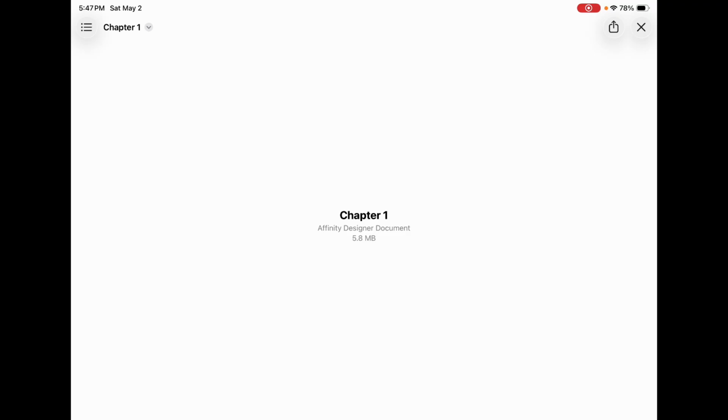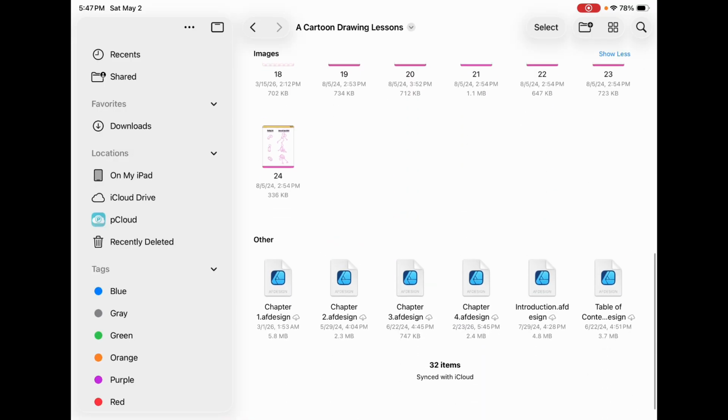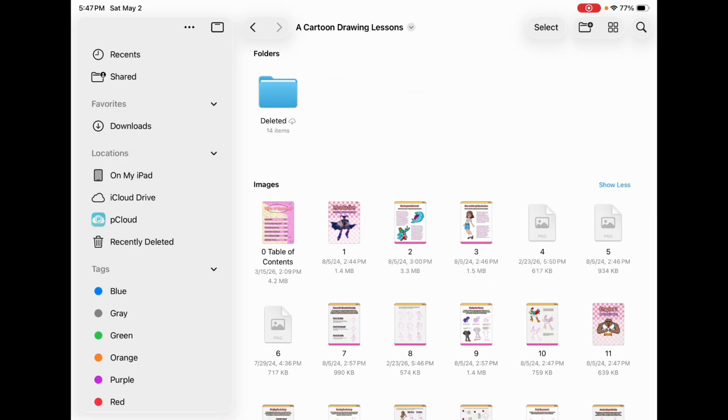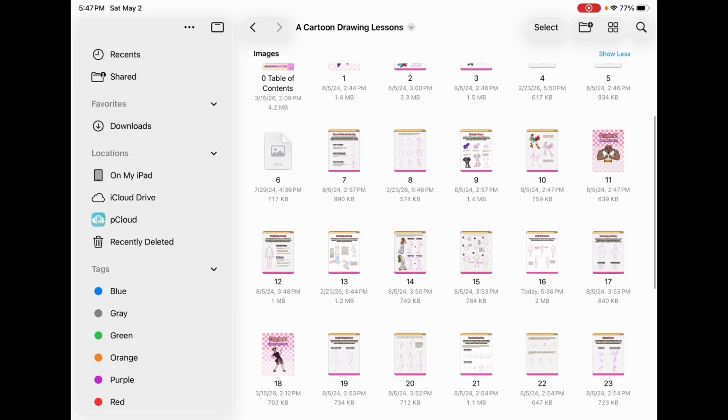Okay, and that would conclude all this. So I hope this was helpful, and I hope this gives a better understanding on cartoon drawing.